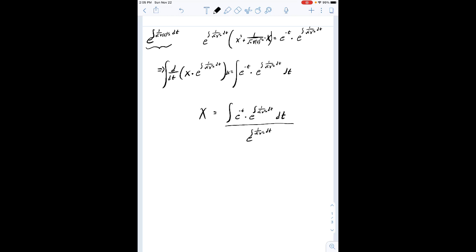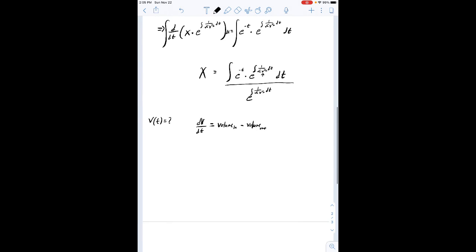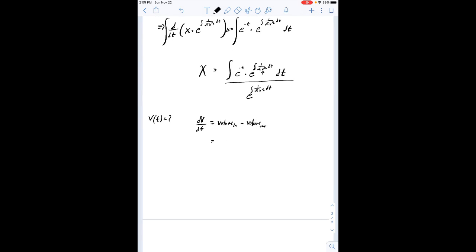Cool. So now all we have to do is find out what this v is, right? So what is my v of t equal to? Well, my change in volume at an instantaneous point in time dV/dt is kind of like the same as the brine tank problem, where it's equal to my volume coming in minus my volume going out. All right, so what is my volume going in? Well, this is just e to the negative t.